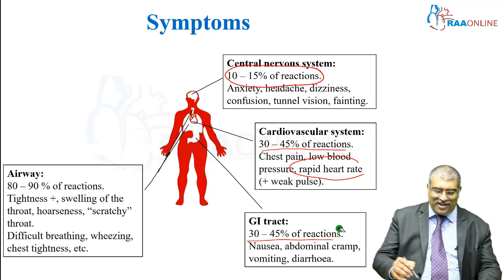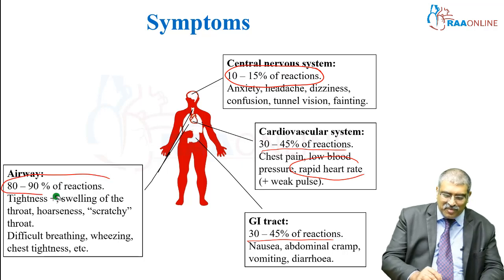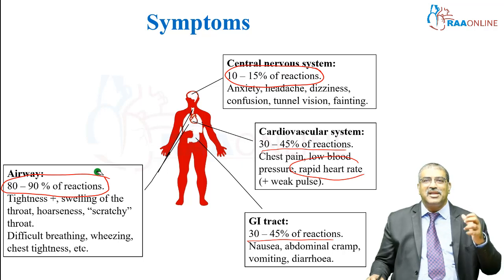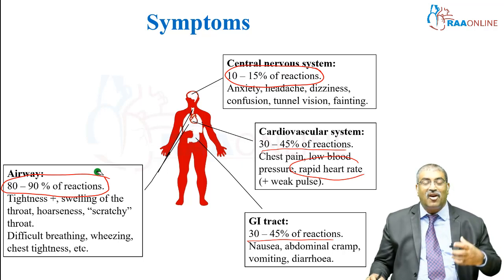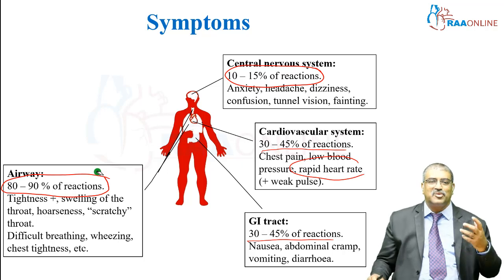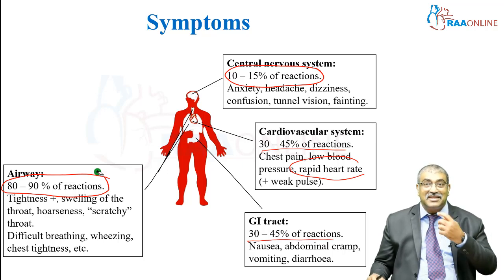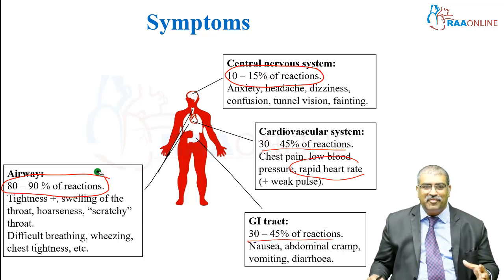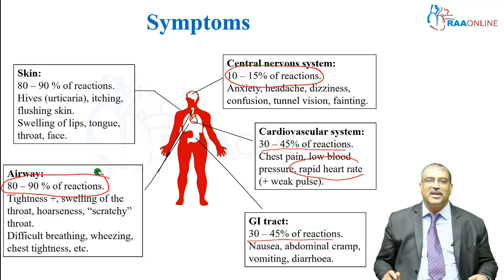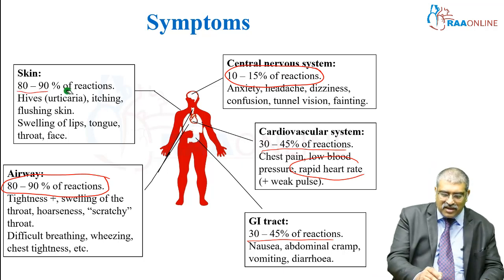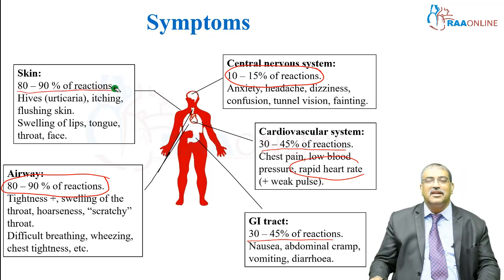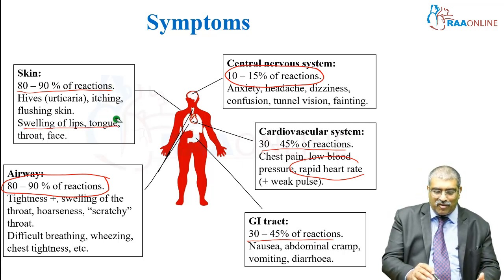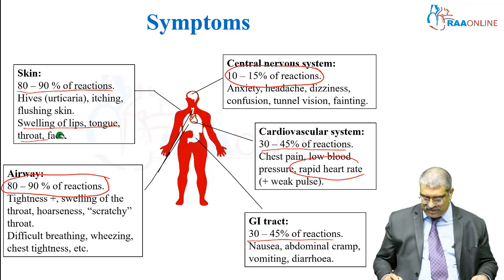And coming to airway, this is the most important thing. There it is going to be in 80 to 90% of the reactions. Here the patient might have tightness in the chest or even airway tightness, swelling of the throat, hoarseness and scratchy throat. The patient might have difficulty in breathing. There can be wheeze and chest tightness. Coming to skin, it also happens in 80 to 90% of reactions. There will be urticaria, itching or flushing skin. There will be swelling of lips, tongue, throat and face.